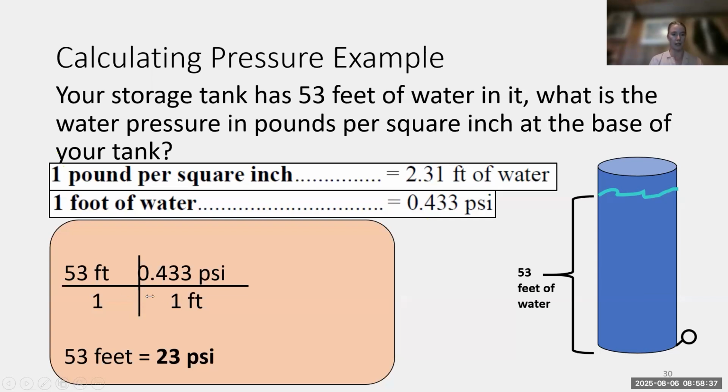We've got 53 feet over 1 on one side of our grid, and on the other side of the grid, we've got 0.433 psi over 1 foot. Those feet cancel out, and if we multiply across the top of the grid, we've got 53 times 0.433 psi, and that equals 23 psi, 23 pounds per square inch. Okay, so there's an example.